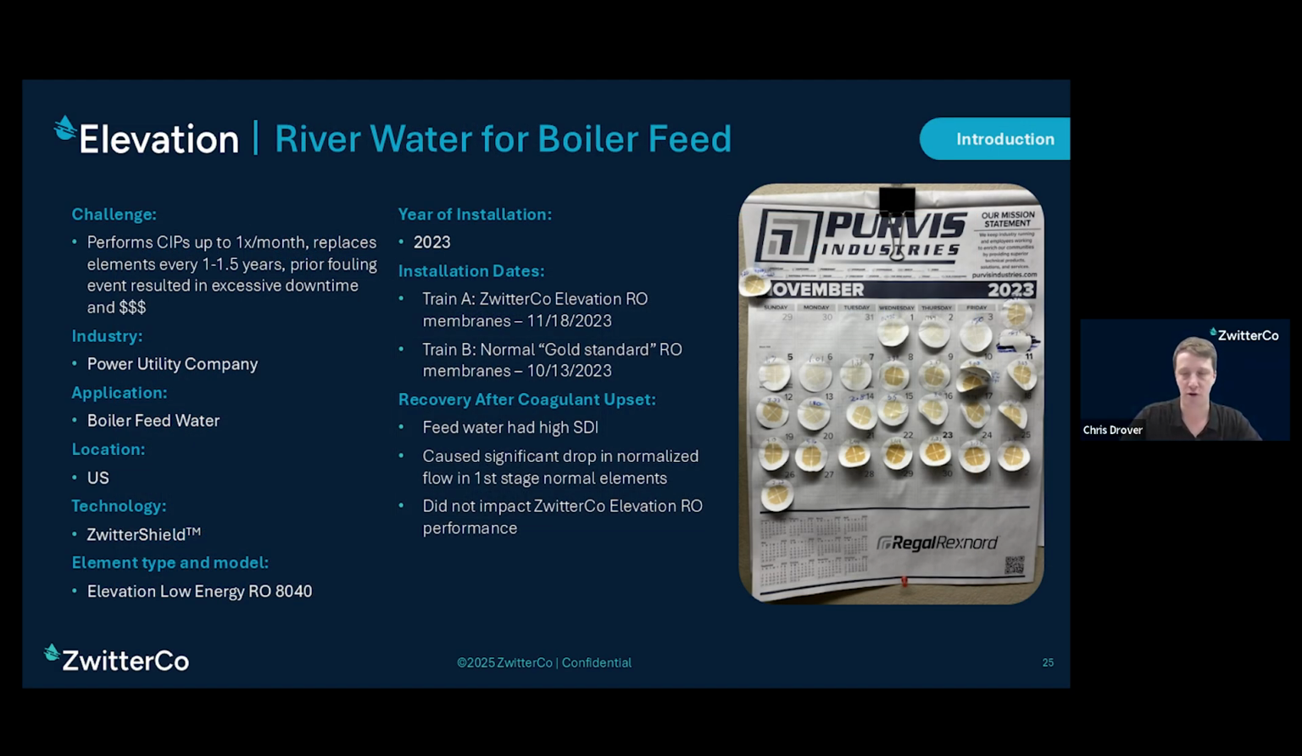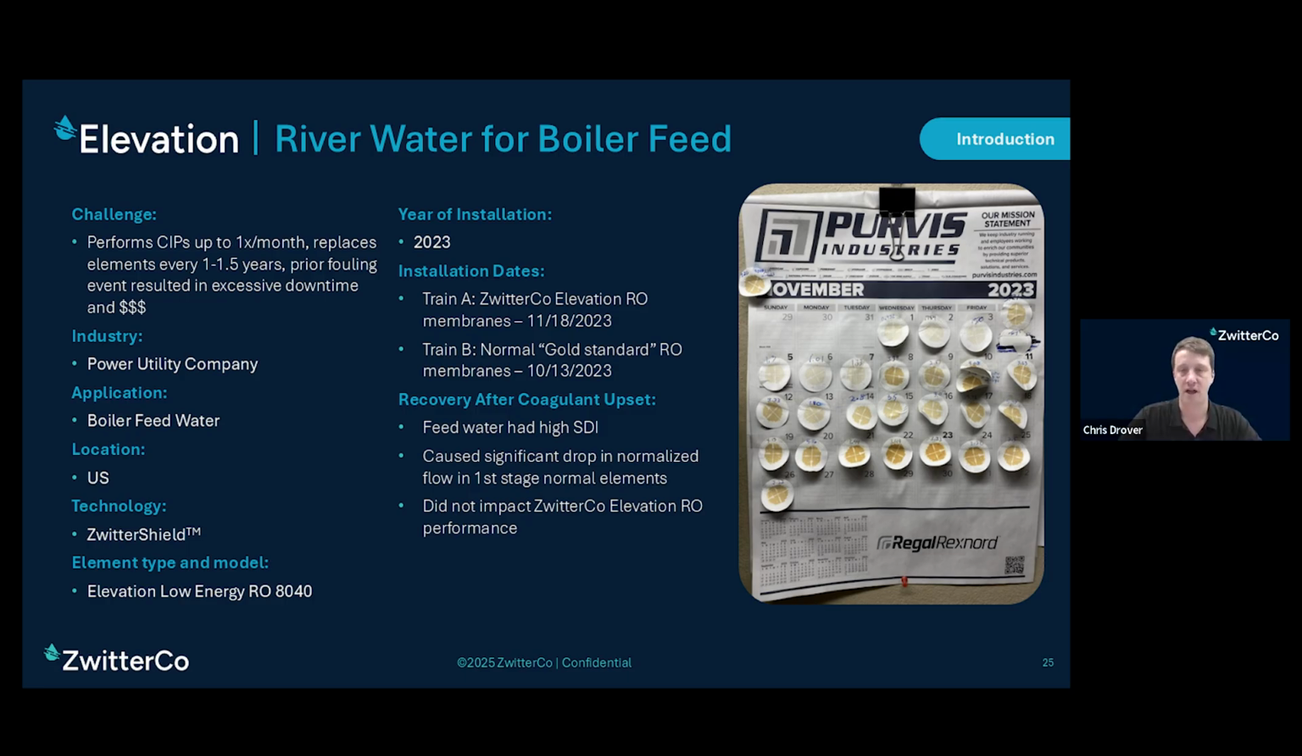A great example of where you might see something like this is in a surface water that's got natural organic material. Here we see a situation where Elevation RO membranes were used to treat water that fell outside those conventional RO organic guidelines that you would see out in the market. The maximum COD here ran to about 50 milligrams per liter, but it was within the optimum membrane performance criteria that you see in the ZwitterCo Elevation guidance.